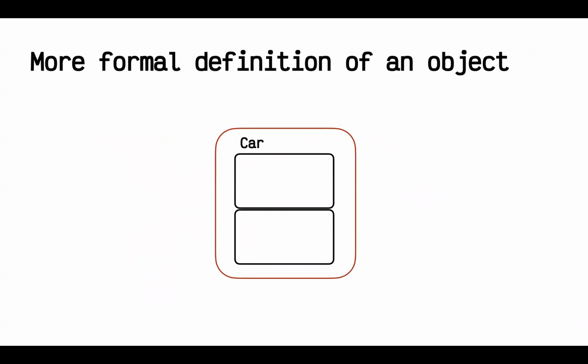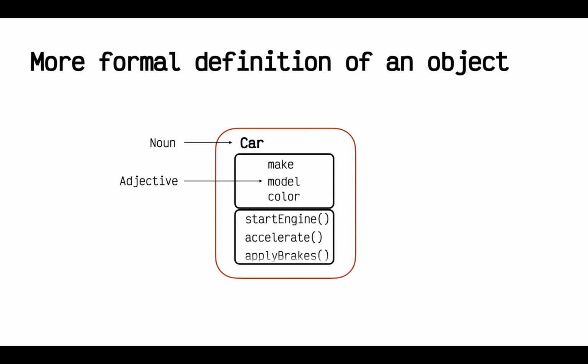So if we look at a more formal definition of an object, the object basically has three things. One, it has a noun, such as car in this case. And then in what I've written down here in the next section is make, model, and color. And so these would be thought of as adjectives. So these would be something that would describe or modify the car in some way. And then start engine, accelerate, apply brakes, these are all verbs. And so those are the actions that we can take on the object.